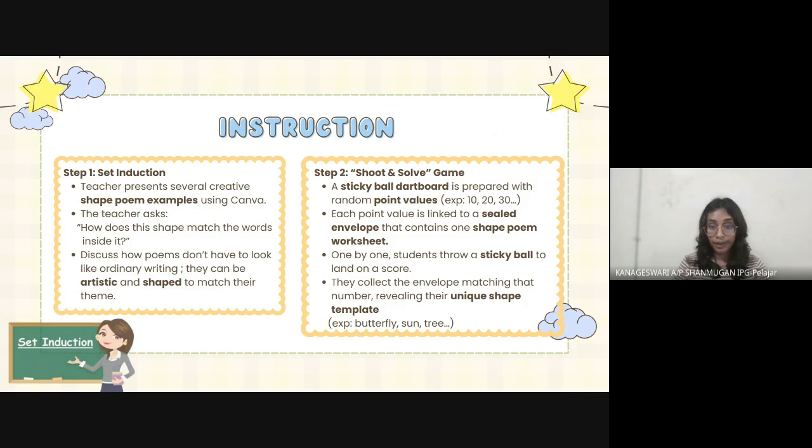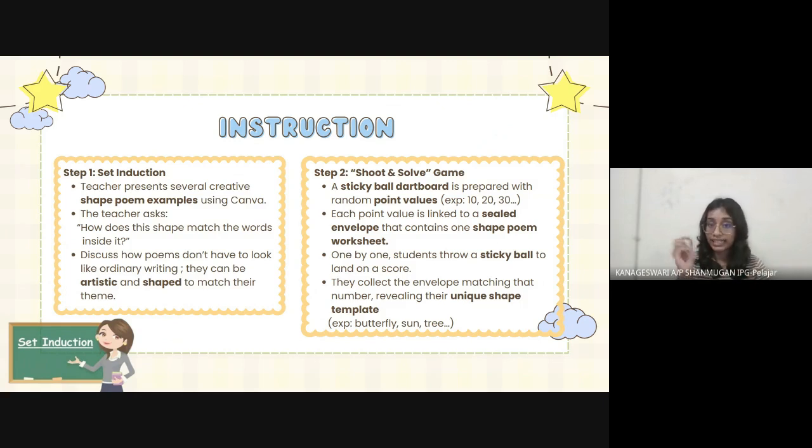First, you have to prepare a dartboard on a large paper board with shapes on it. For example, there will be a few scores on the sticky ball dartboard, and each point value is linked to a sealed envelope that contains one shape poem worksheet. And students will take turns throwing the sticky ball at the board.